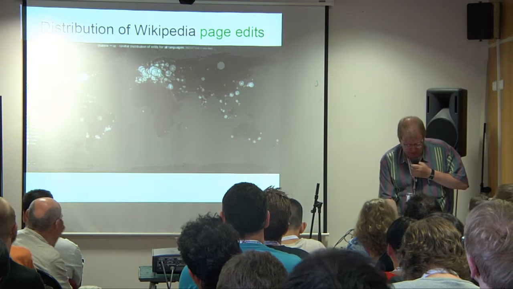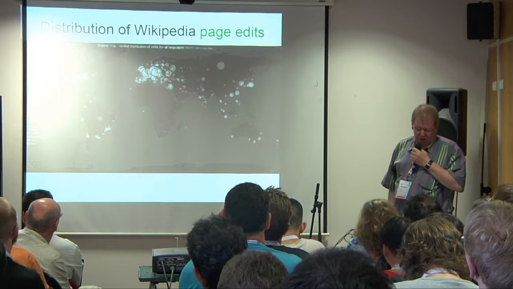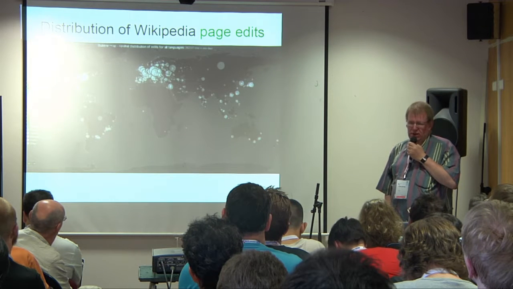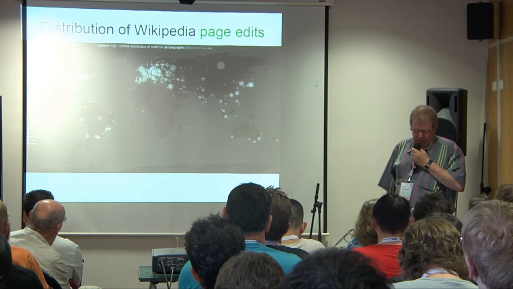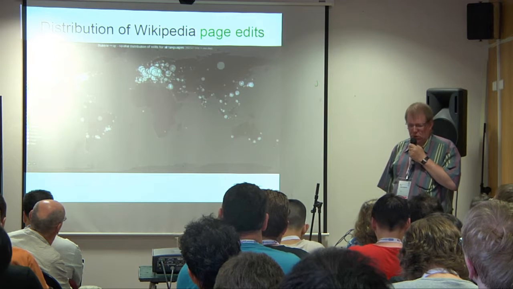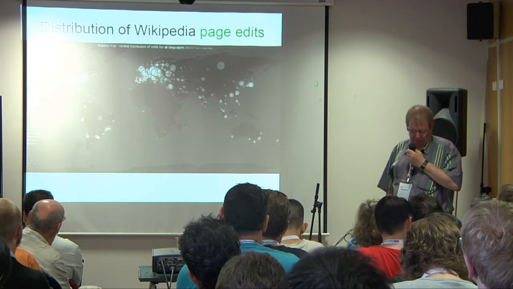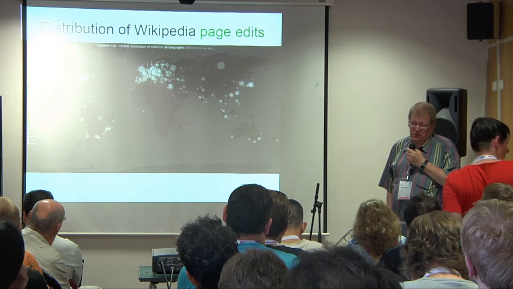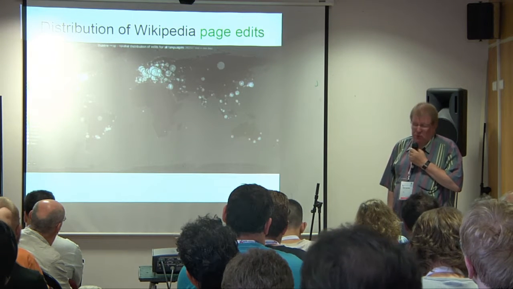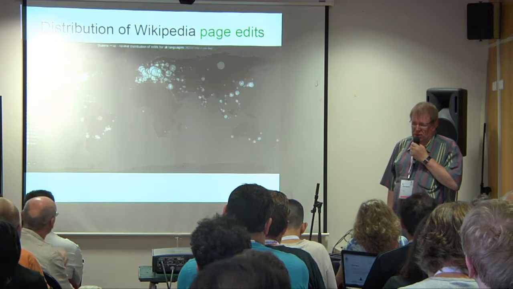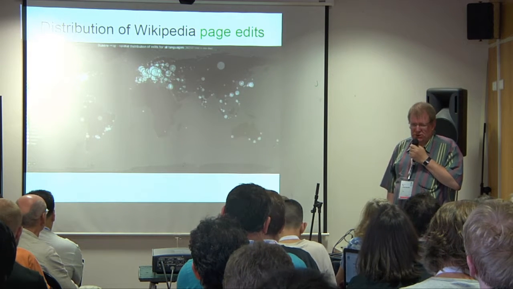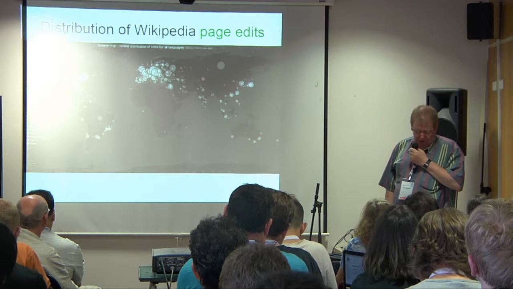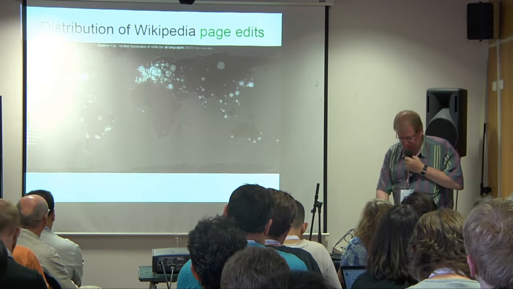Last one about edits. This is the distribution of edits for all languages together. And well, it's quite obvious that most edits are coming from Europe. And there's a good explanation for that, of course. There are so many different languages in Europe that whenever a major event occurs, you'll see it being described on 20 different language Wikipedias.